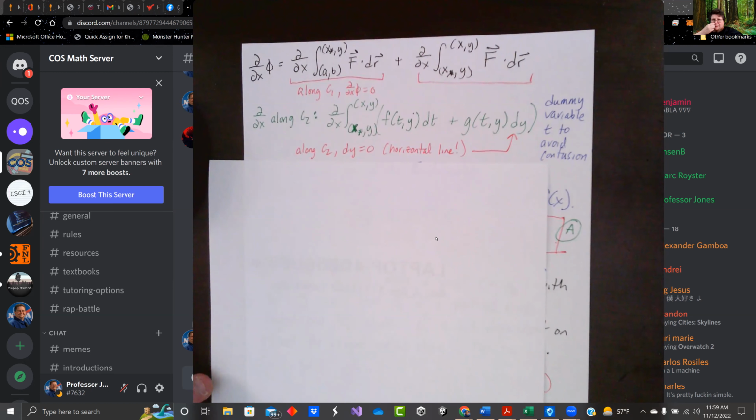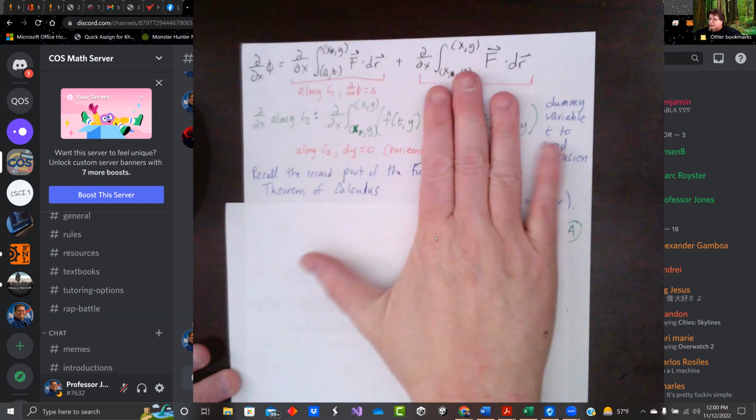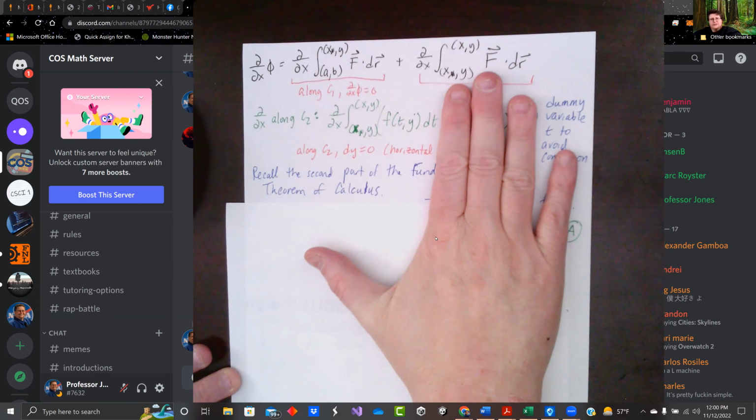So I worried less about it because we're taking the derivative with respect to x. Dy equals zero because it's a horizontal line. And so all we end up having is that part right there: d/dx of the integral from (x star, y) to (x, y) of f of t, y dt. That's our integral right now for dv dx.